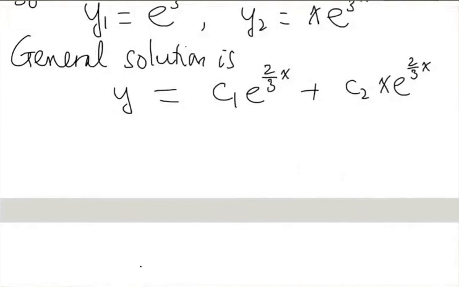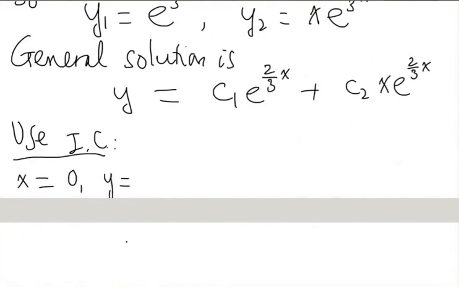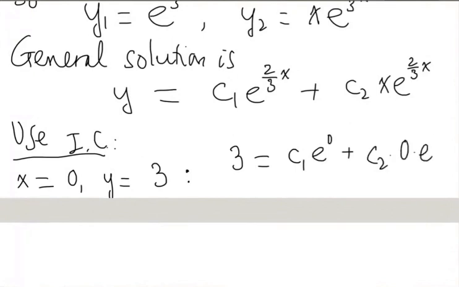To determine c1 and c2, we use the initial conditions. The first initial condition is when x equals 0, y equals 3. We plug this value in, we have 3 equal to c1 e to the 0 plus c2 times 0 times e to the 0, and as before, this cancels. So we get the value 3 equal to c1.